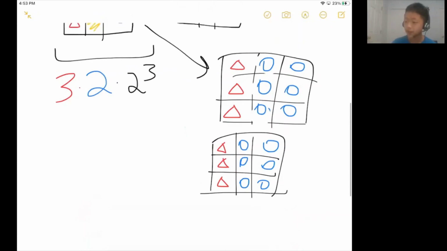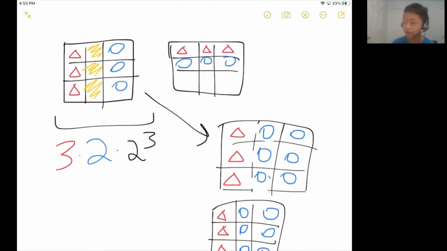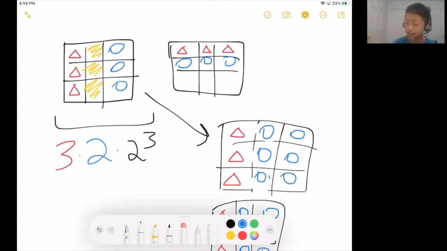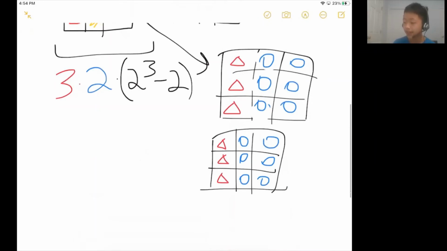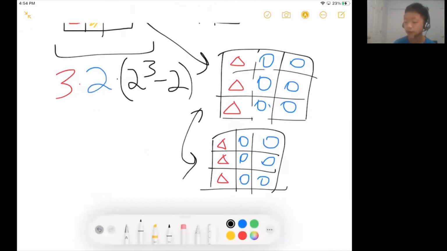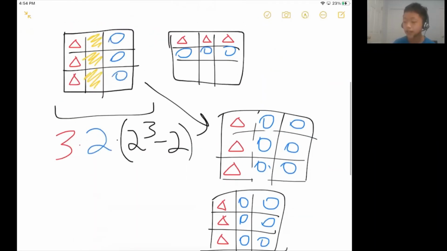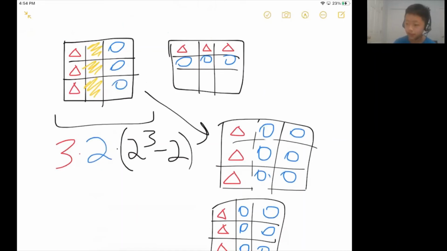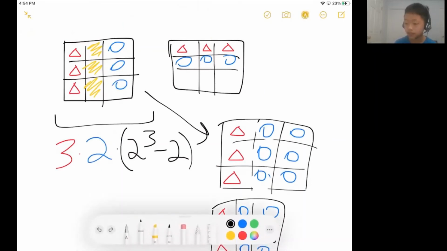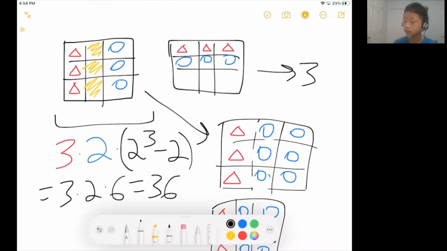So basically, to prevent this overcounting, we have to take 2 cubed, but we have to minus 2. This minus 2 represents the case when the entire column is either all triangles or all circles. Because as we saw here, this configuration is overcounted. So this -2 takes out the overcounts. So basically, this would give us 3 times 2 times 6, and that would give us 36. And this case would also give us 36.